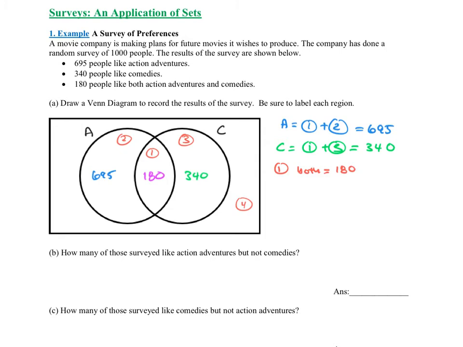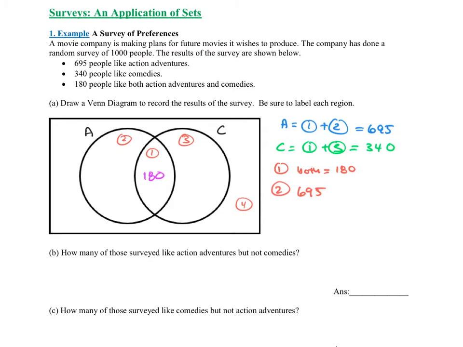So how would I figure that out? Well, to figure out region 2, I would take 695, which is the total, and subtract off the ones that I already placed in the circle, which is the 180. Just to make sure, I'm going to erase that 695 and that 340 now. I'm going to say that again.